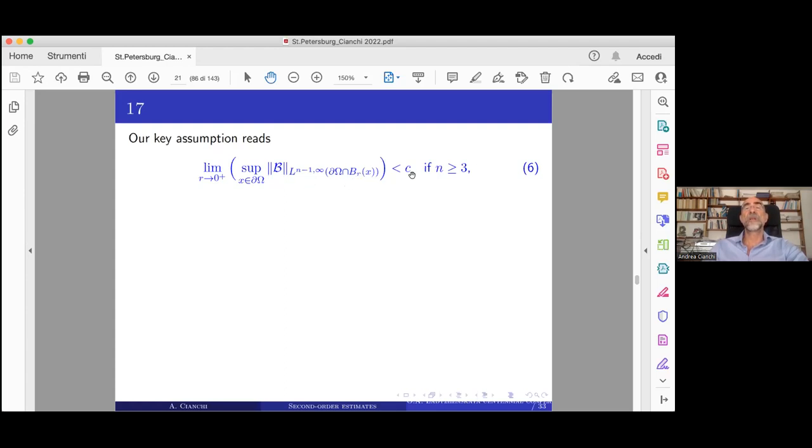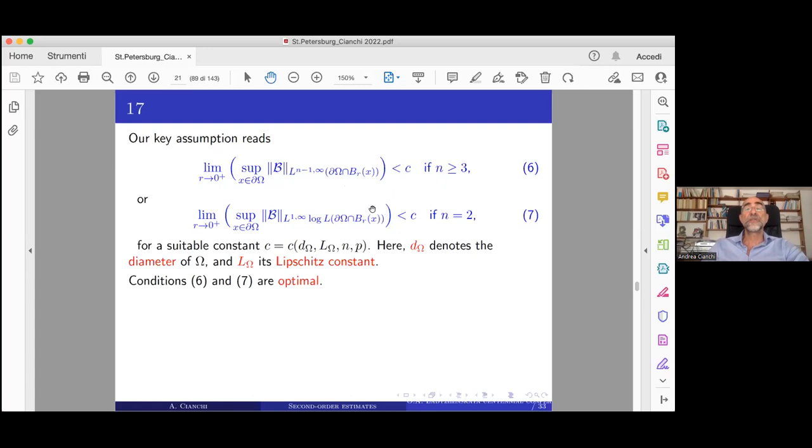This means that there is a constant which depends on the diameter and Lipschitz constant of the domain, such that this norm is less than this constant, or in the two-dimensional case, that this weak L log L norm is less than this dimensional constant here.